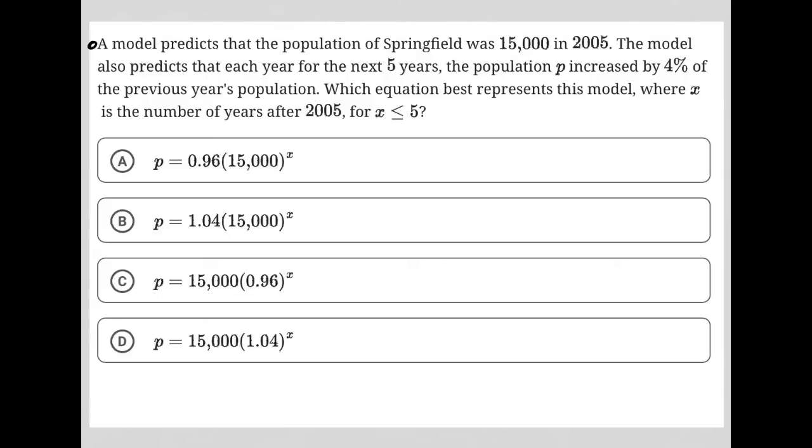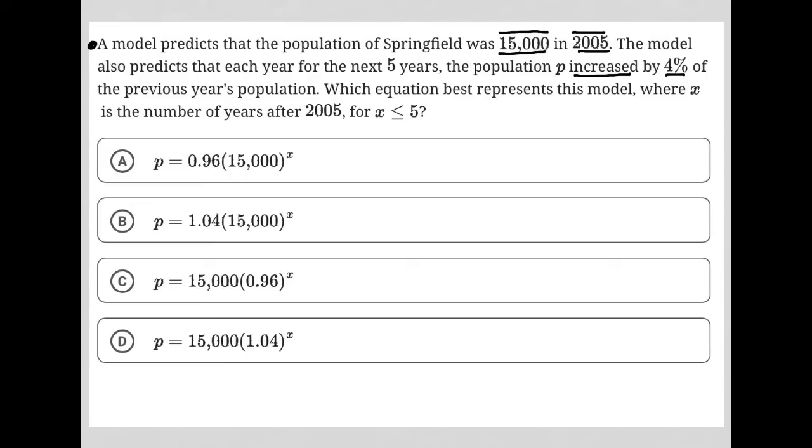So this question says a model predicts that the population of Springfield was 15,000 in 2005. I always pay attention to the quantitative information in these longer questions. The model also predicts that each year for the next 5 years, the population P increased by 4%. So there was an increase of 4% of the previous year's population. Which equation best represents this model where X is the number of years after 2005?